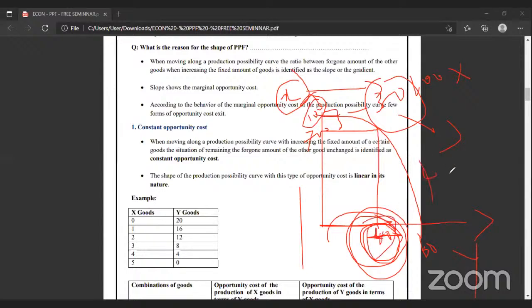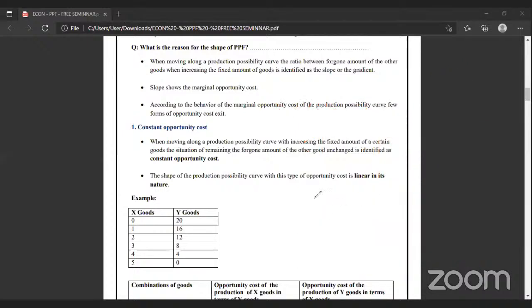So if they are going to produce 40 Y goods, how many X goods do they have to sacrifice? 30 X good. So the opportunity cost of producing 40 Y good is what? 30 X good. Got it? I hope you got the answers. Right, I'll explain once more. This type of question you will get in MCQs.